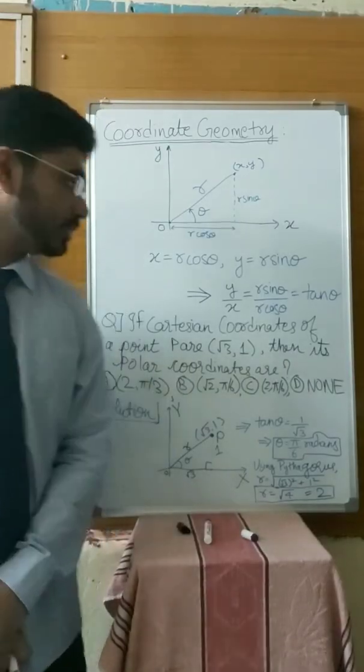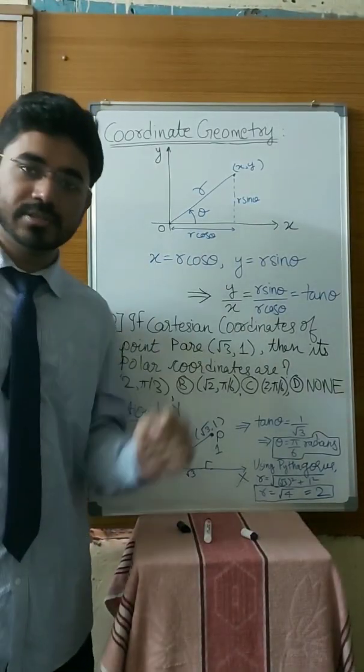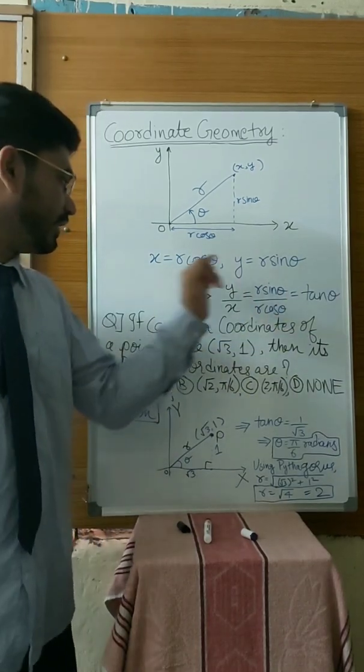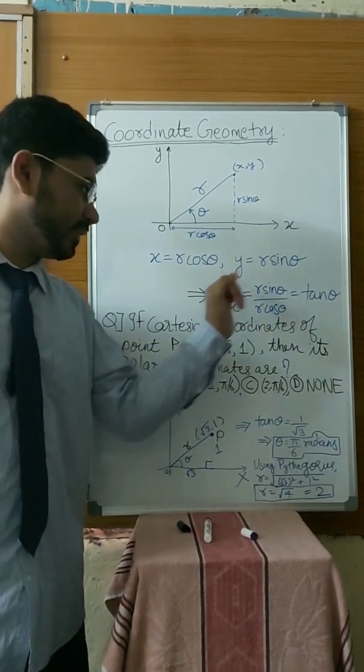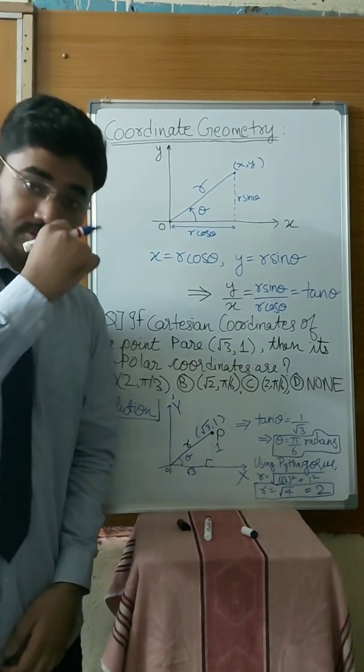As discussed in the polar coordinate system, x is equal to r cos theta, y is equal to r sin theta. Dividing this by this, we can see that y upon x is equal to tan theta. Now let's solve a question based on this concept.